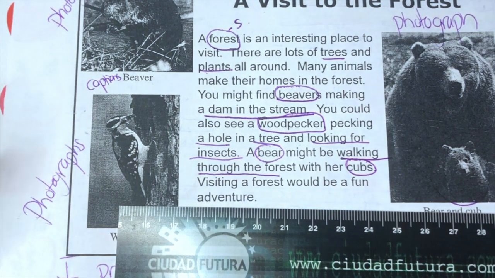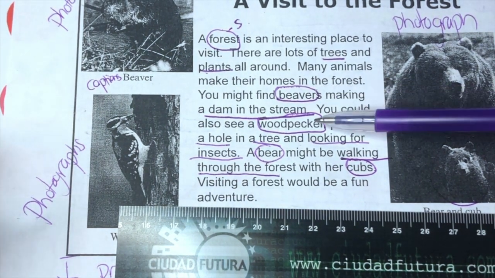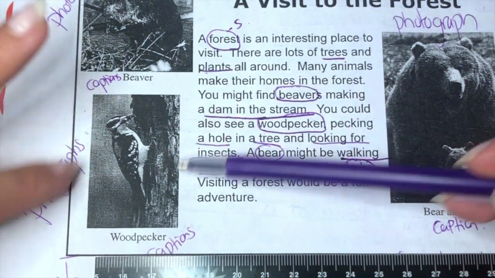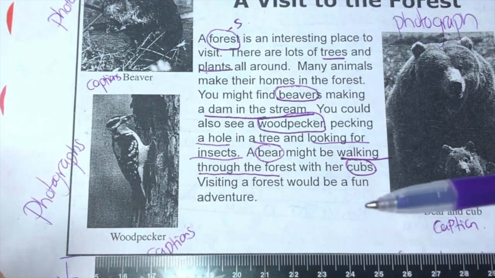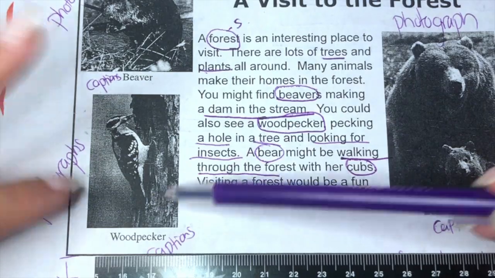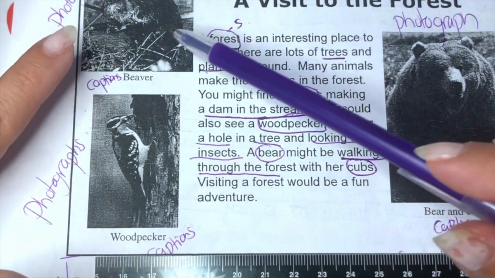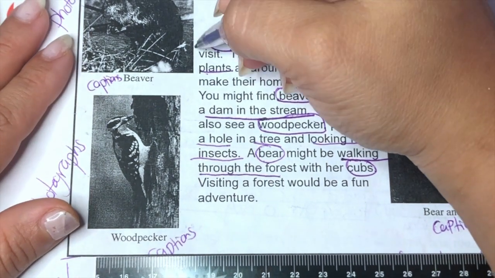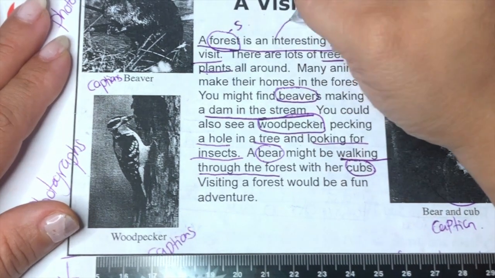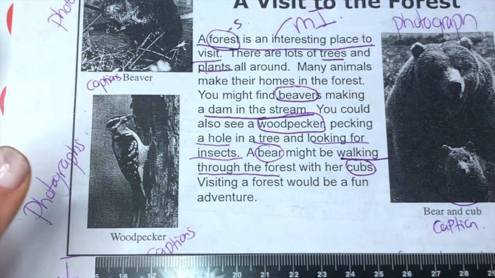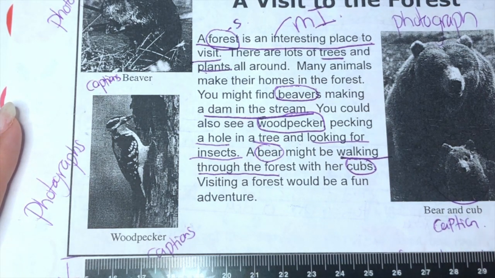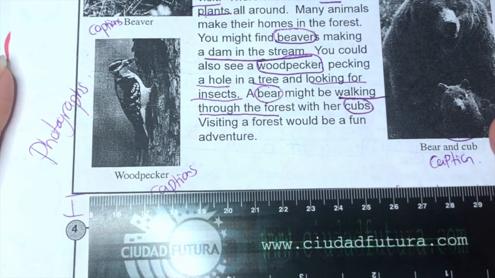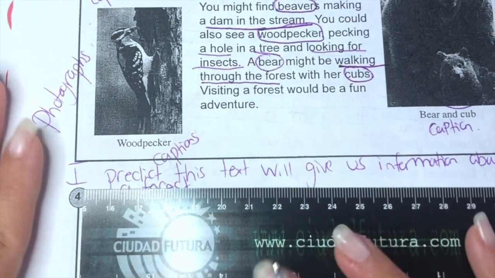All right, so what animals did they talk about? They talked about beavers, a woodpecker, and a bear and her cubs, right? These are the 3 photographs we have here. They gave us 1 key detail about each animal. These are 3 key details, right? So, what is the main idea? A forest is an interesting place to visit. All right? So that's how we know the main idea usually is in the beginning of our story. Our author likes to start the story strong, and they'll start with the main idea.